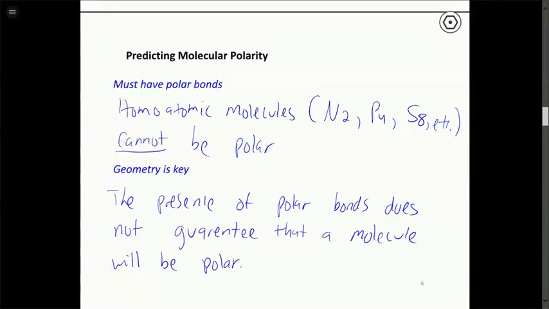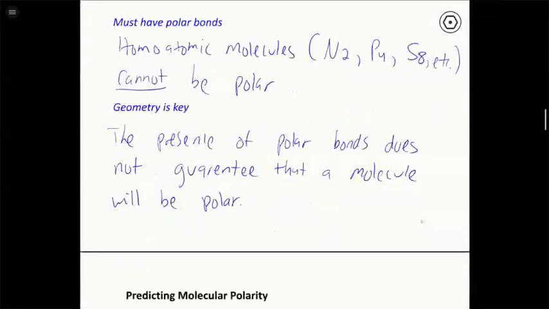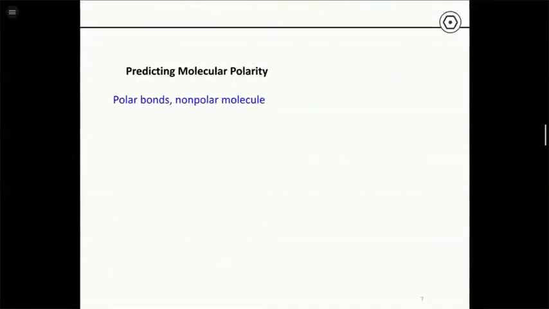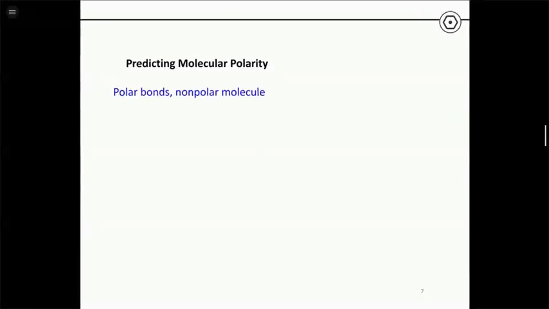All right, it's only by looking at the three-dimensional shape of that molecule that we can really predict whether it's going to be polar or not. You have to have that consideration as well. So today we're going to go through a bunch of examples of this and how we want to think about this when looking at real molecules. First, let's start with a bunch of examples of molecules that have polar bonds but are themselves nonpolar overall.